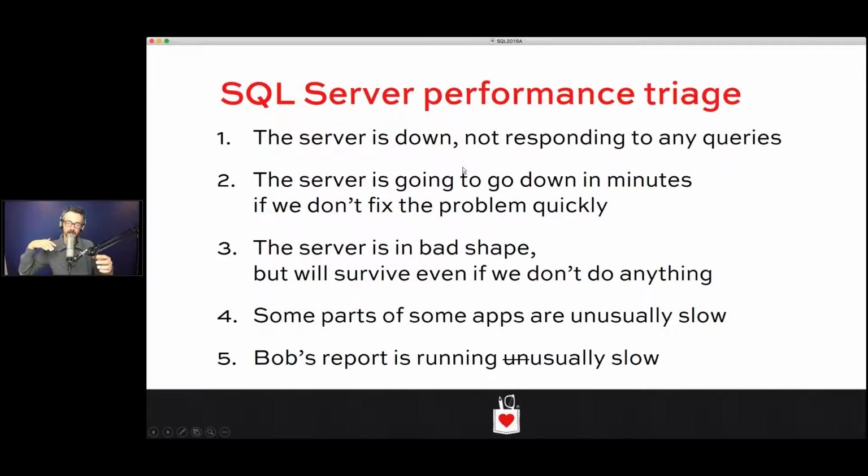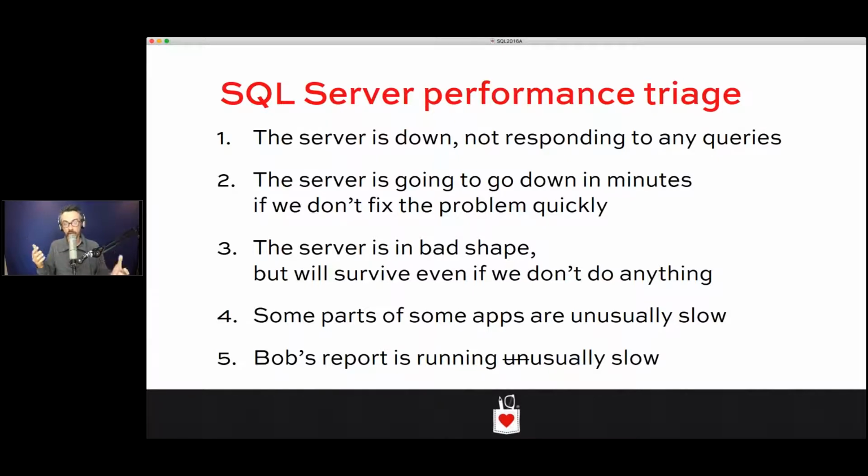So here's the triage levels that I've come up with over the years for SQL Server. When someone comes running into my cubicle and says, Brent, the server's down and not responding to queries, I react very differently to that one than I do the below levels. Level 2, the server's going to go down in minutes. Level 3, the server's in bad shape, but it's going to survive even if I don't lift a finger. Level 4, some parts of some applications are unusually slow. And then level 5, Bob's report is running unusually slow.